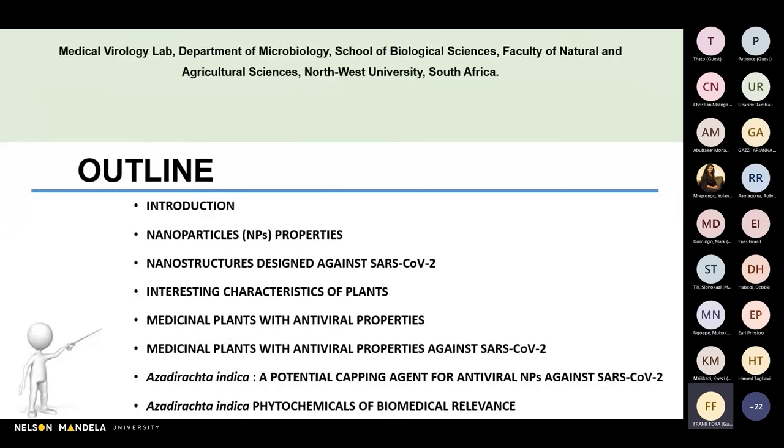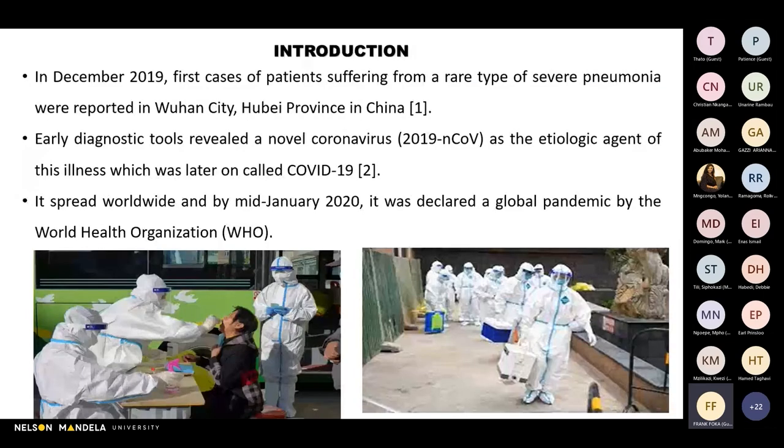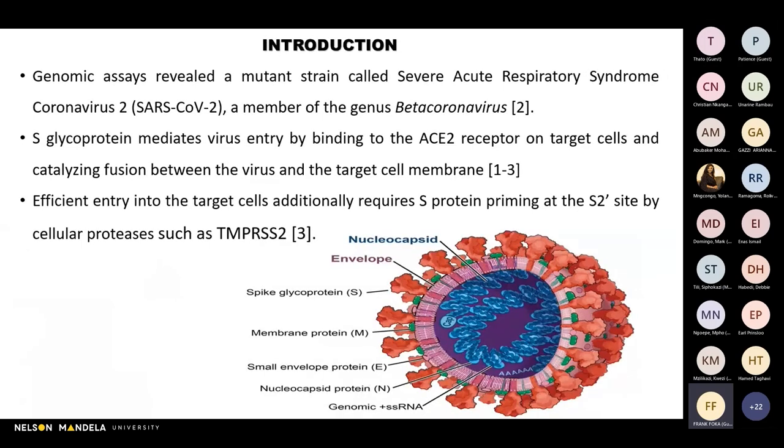In December 2019, the first cases of patients suffering from a rare type of severe pneumonia were reported in Wuhan City of the Hubei province in China. Early diagnostic tools revealed a novel coronavirus as the etiologic agent of this illness, which was later called COVID-19. After spreading worldwide, by mid-January 2020 this disease was declared a global pandemic by the World Health Organization. Genomic assays were used to investigate this etiologic agent, and it was revealed to be a mutant strain called severe acute respiratory syndrome coronavirus 2, identified as a member of the genus Betacoronavirus.